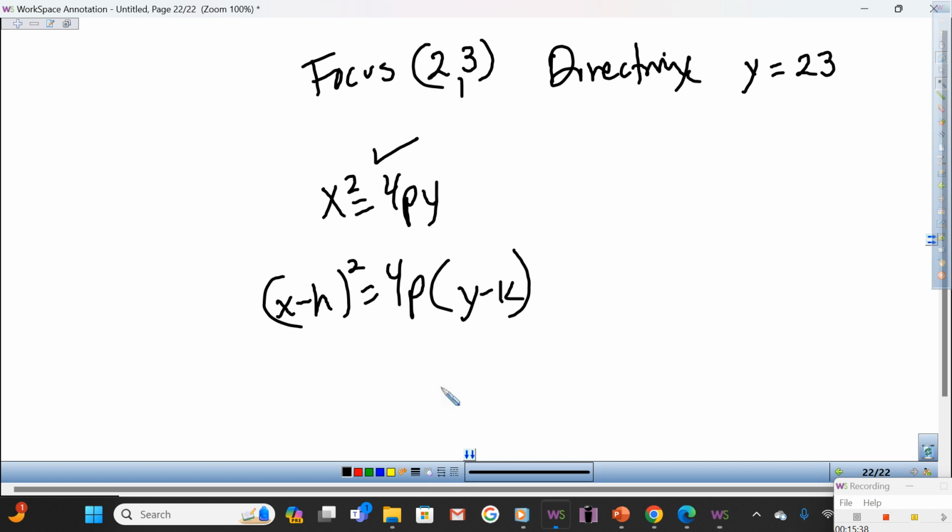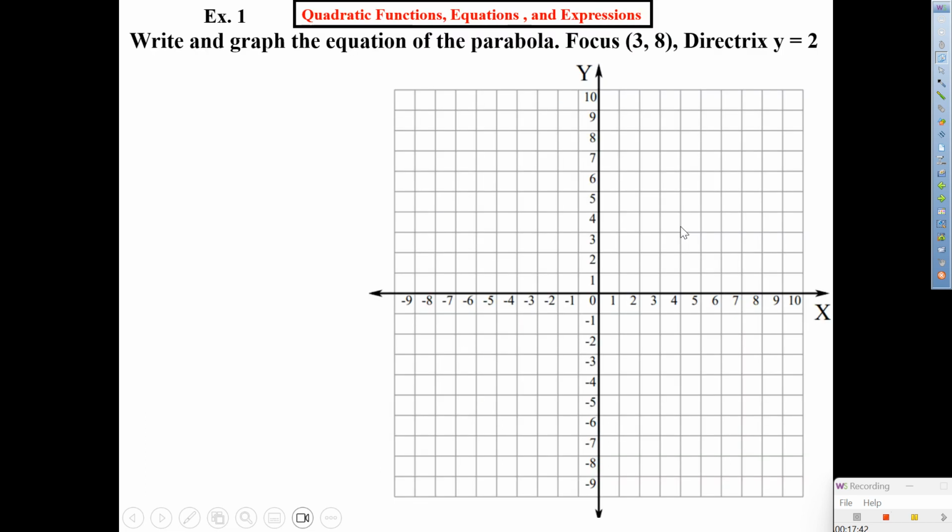Everybody following? All right. So right now we're cruising down the beach in our beach cruiser. Then all of a sudden our tires are on fire. Copy this one. Write and graph the equation of the parabola, focus 3/8, directrix y equals 2. Once again, write and graph the equation of the parabola, focus 3/8, directrix y equals 2.